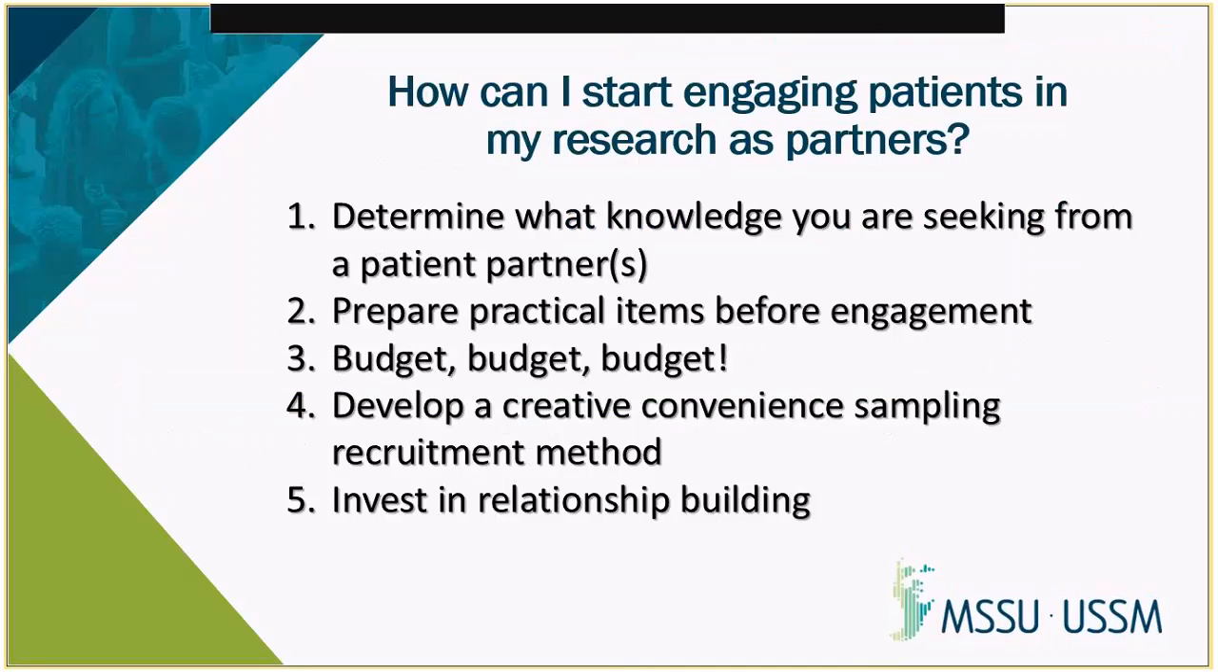All right. We'll get to the main part of my presentation: how can I start engaging patients in my research as partners? I'd like to offer up 5 practical tips, which I thought was manageable for a presentation. The 5 things we'll be going through are that teams really should be, 1, determining what knowledge you're seeking from a patient partner before you even begin. Number 2 is prepare practical items before engagement. Number 3 is a personal favorite: budget, budget, budget. Number 4 is develop a creative convenience sampling recruitment method. And finally, number 5 is invest in relationship building.